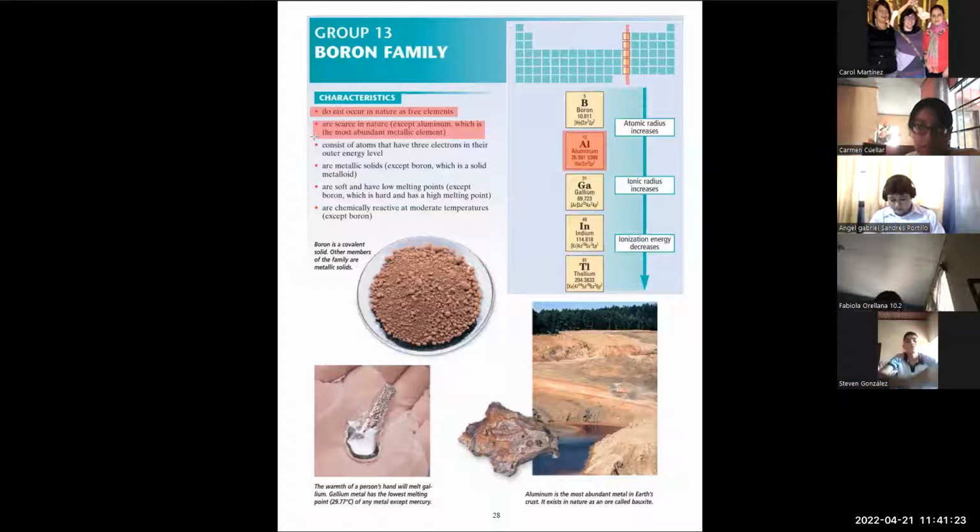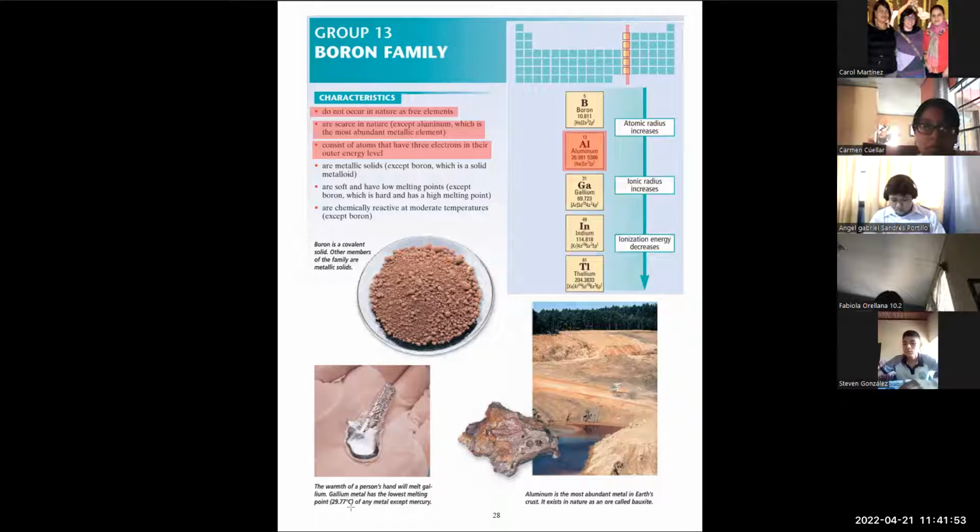Now, what do they have in common? These elements from the boron family consist of atoms that have 3 electrons in the outer energy level. So, again, if we do the electron configuration of these elements, you will notice that in the outermost level, they have 3 electrons.